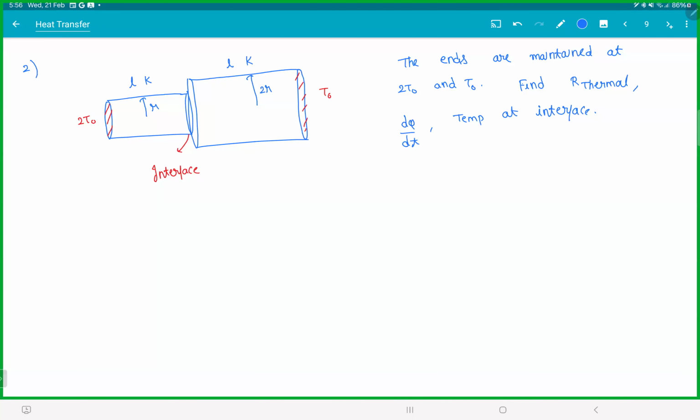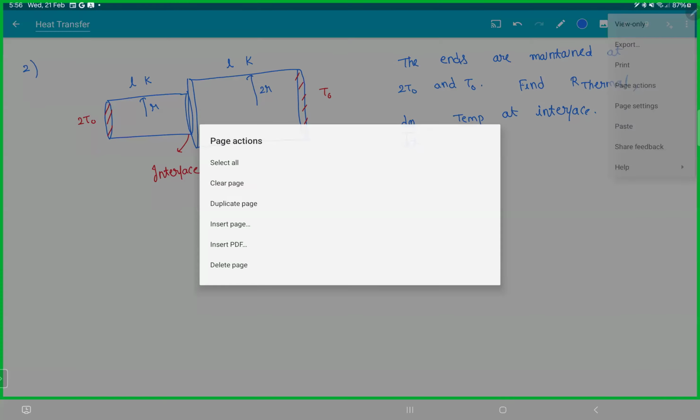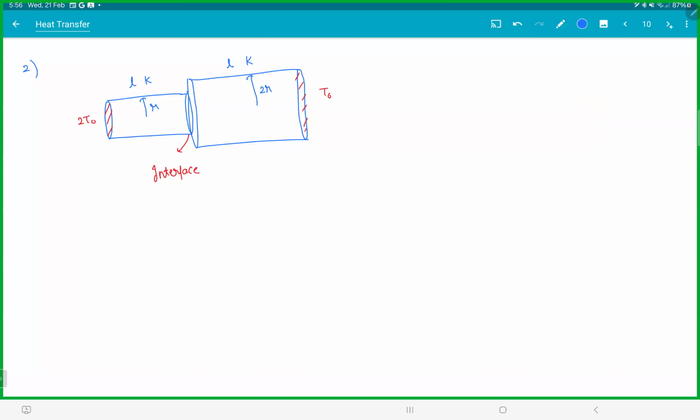Okay. Some might be right, I don't know. Let's see. What is R thermal, everyone? Let's start from there. I'll help you out with one. See, I can replace this with a resistor. I can replace this with a resistor.